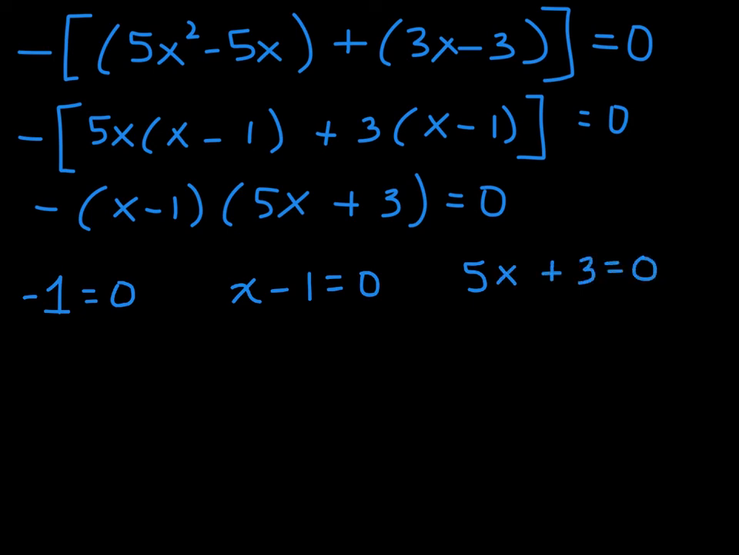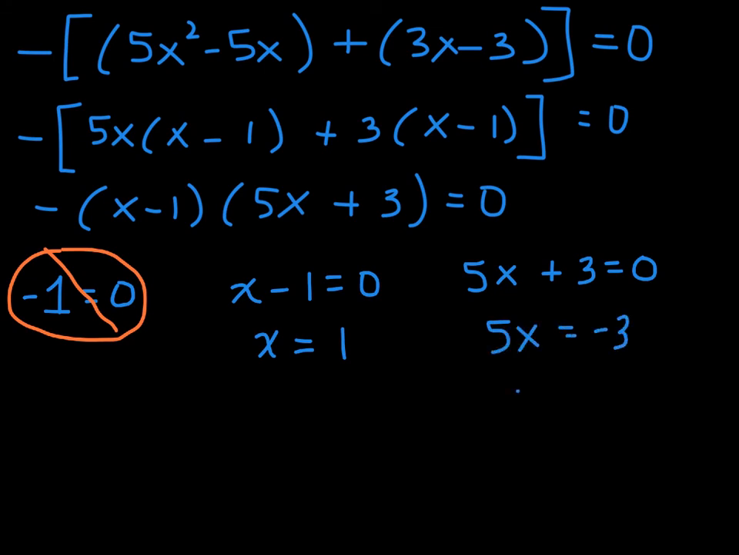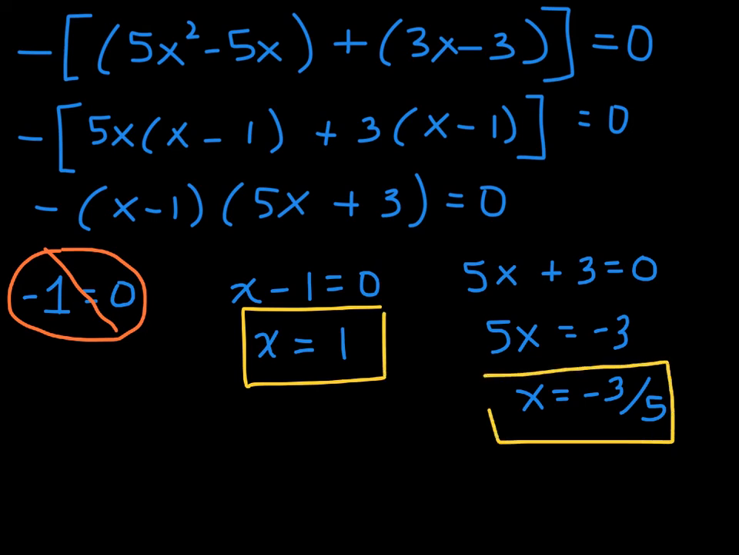Now, this here is silly because negative 1 is not equal to 0. Now, we all know that's not true. So I just kind of toss that aside or away. And I'm either getting x is 1 or, after subtracting 3 and then dividing by 5, negative 3/5. Two solutions, 1 or negative 3/5. Good job, you guys.